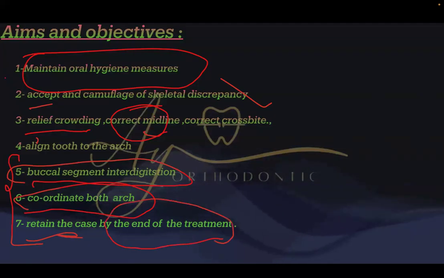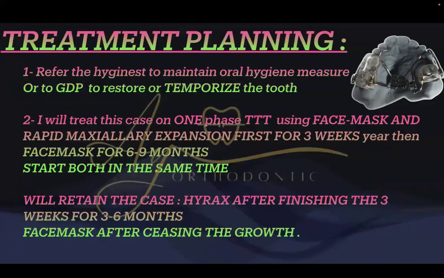When we came to the treatment planning, okay, we have mentioned that we are going to start by the three phases. First phase, I'm going to refer the patient to a hygienist to maintain the oral hygiene measure. And if I have any carious tooth or bad prognosis tooth, I'm going to refer it to GDP to restore or temporize this tooth, okay? To consider it in the treatment if I'm going to extract later on.